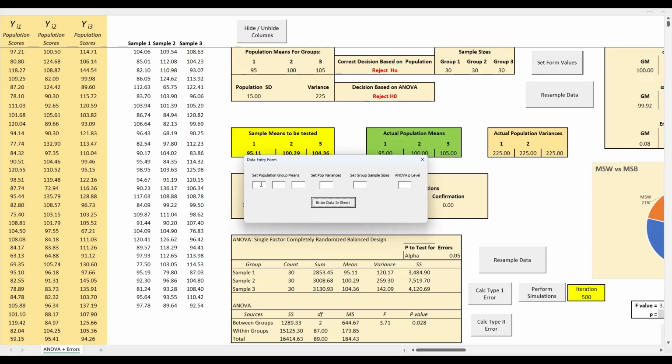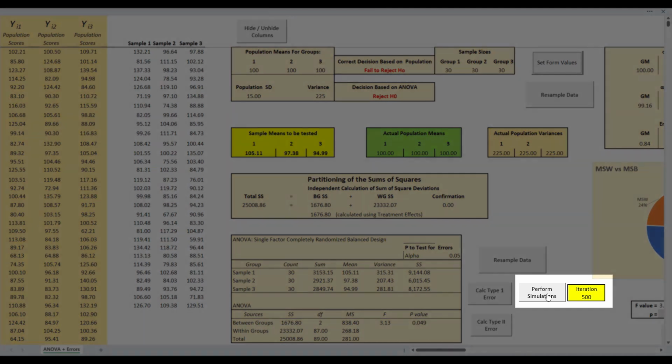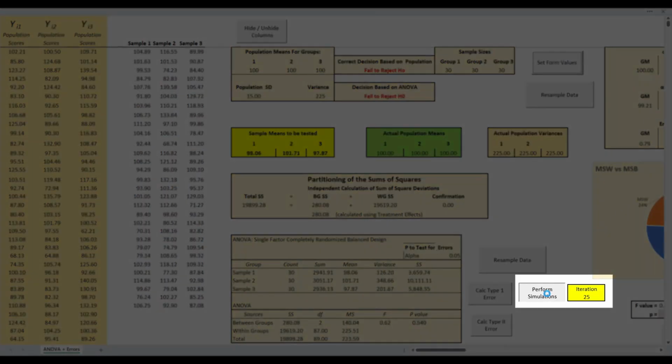For this simulation, we will set all the population means to 100, the variance to 225, the sample size to 30, and the alpha level to 0.05. We will now start the simulation. As you can see from the iteration counter, the simulator is now running 500 ANOVAs, taking a new random sample from our population for each run.